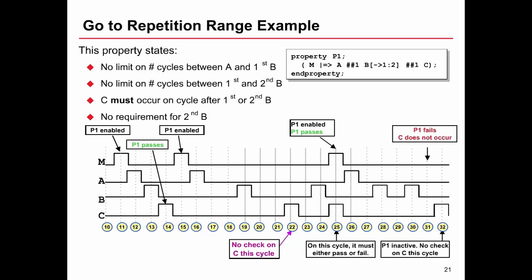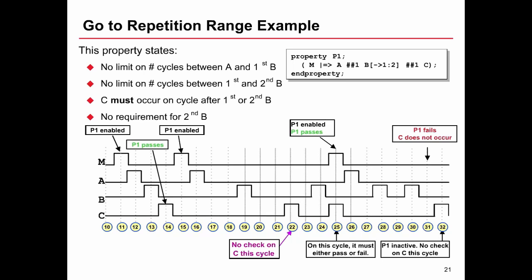Here on cycle 15 we have M occurring, so A must occur the next cycle or the property will fail. It doesn't fail because A occurs. Then we have at cycle 19 B occurring, and on cycle 22 we have C occurring. Okay, so there's two things about this. We don't fail on cycle 20 because there is still possibility of C occurring the very cycle after the second B, so this is only the first B. The occurrence of C at cycle 22 has no effect on the property.